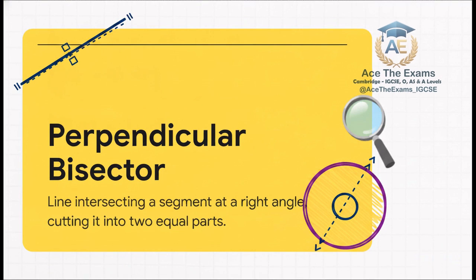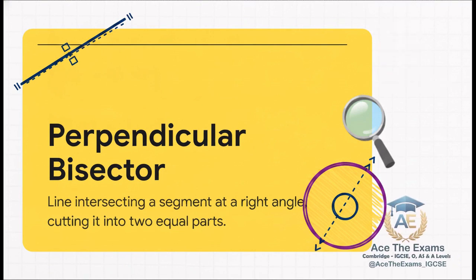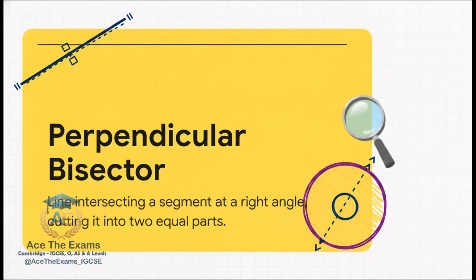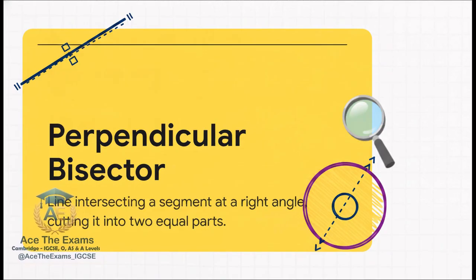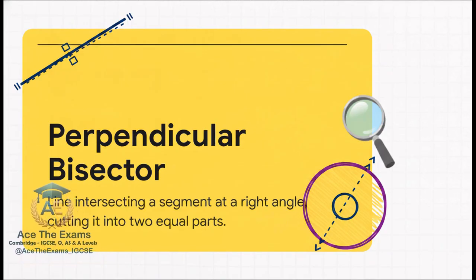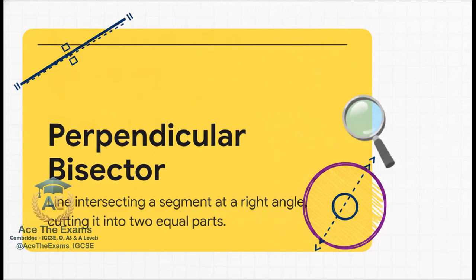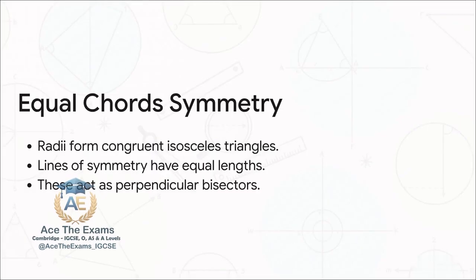chords. Before we apply this to circles, let's quickly nail down what a perpendicular bisector actually is. It does exactly what it says on the tin. It bisects a line, meaning it chops it perfectly into two equal halves, and it does so perpendicularly, crossing at a perfect 90-degree right angle. Now here's where it gets fascinating.